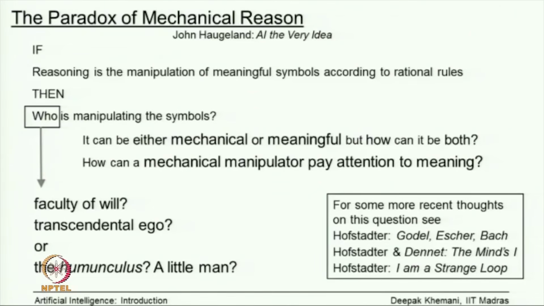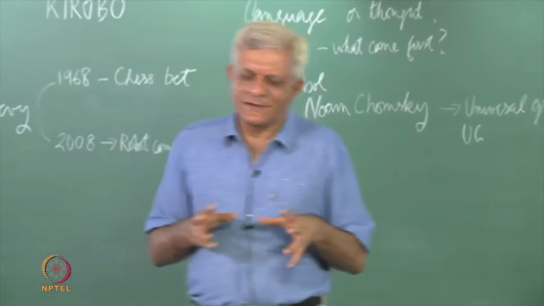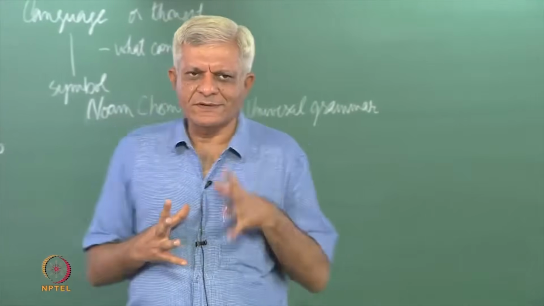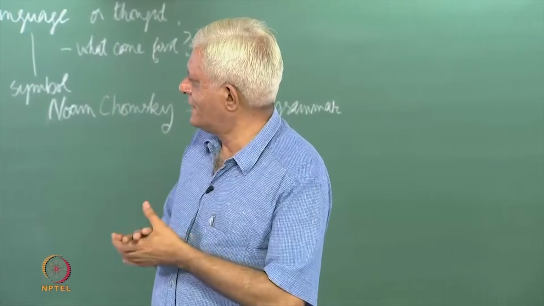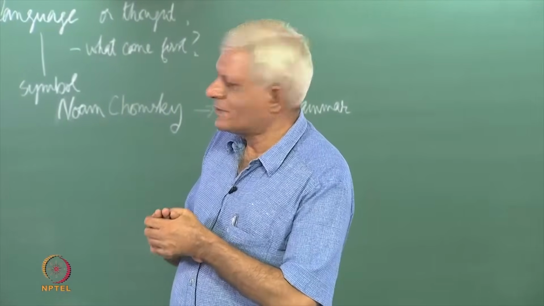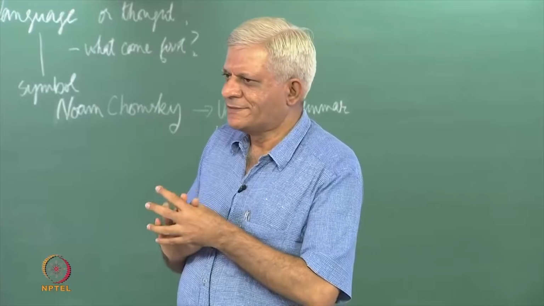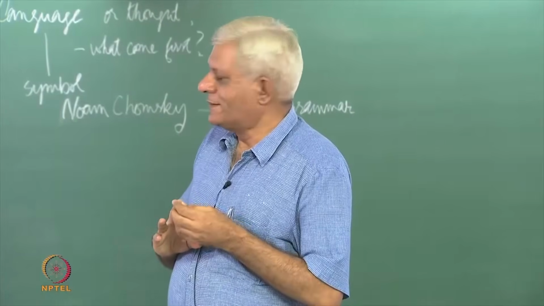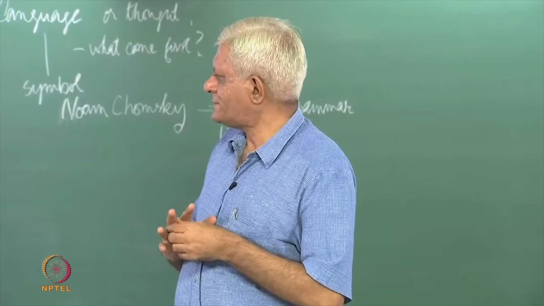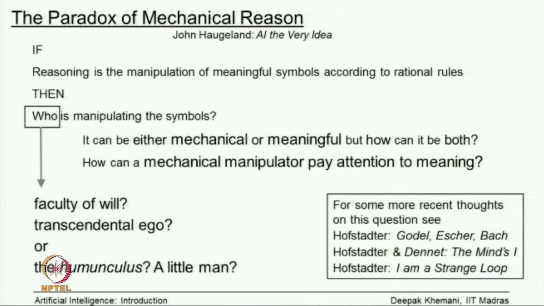So, some recent thoughts on who is doing this manipulation of thinking. There are some very interesting books, and for those of you interested, I would recommend them. All three have a common author called Douglas Hofstadter, who is at Indiana University. His famous book is called Gödel, Escher, Bach, and he and Dennett collected a series of articles called The Mind's Eye, and more recently he has written a book called I Am a Strange Loop.